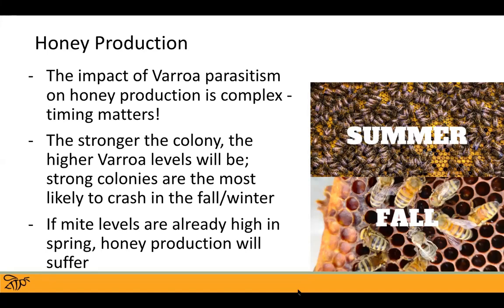So basically what I'm trying to say is that if you have low Varroa levels starting in the spring, then it's possible for you to end up having a really, really great honey crop, and then either that colony crashes, you lose the colony, or those Varroa mite levels stay really high over the winter, and then they start in the spring really high. And if mite levels are already high in the spring, then honey production is going to suffer.